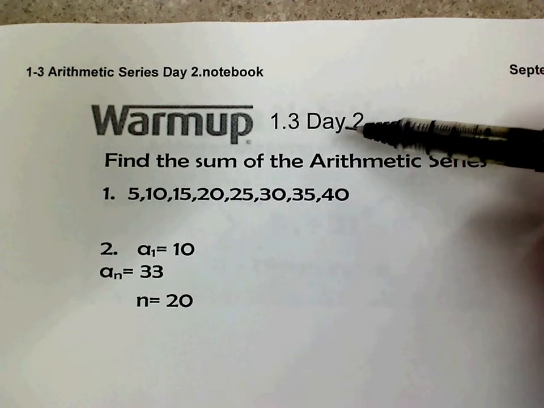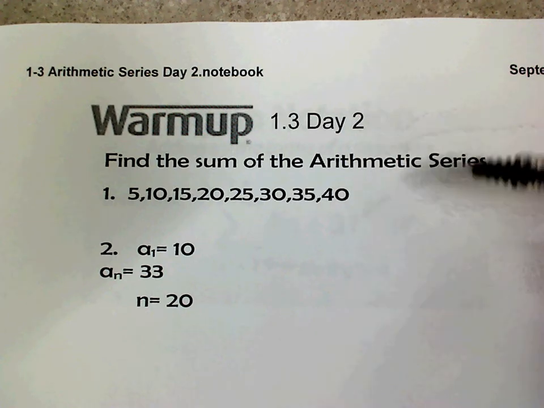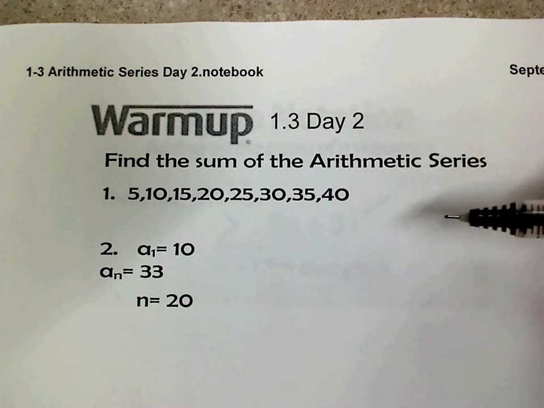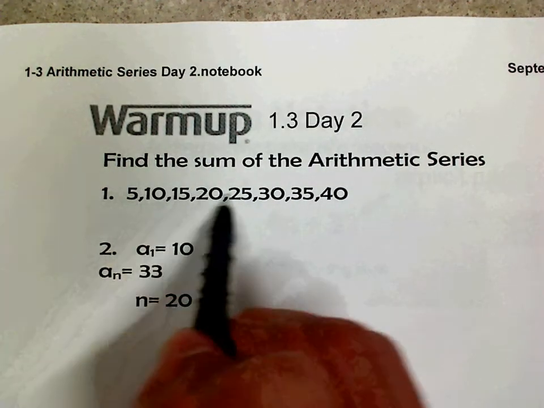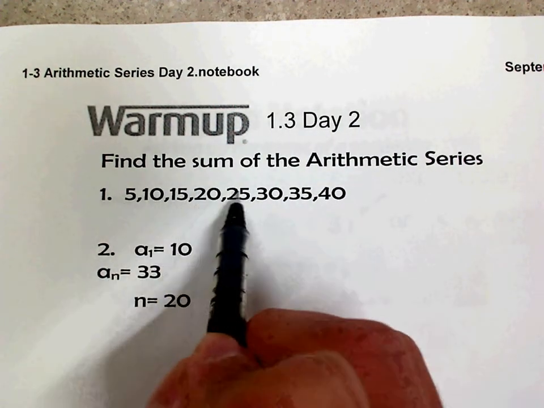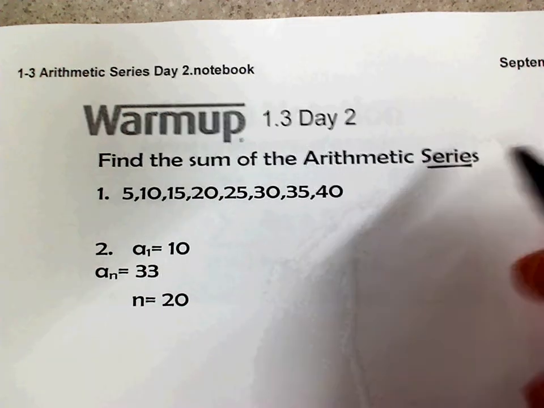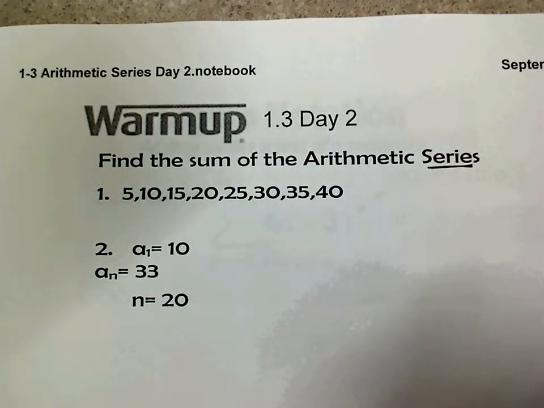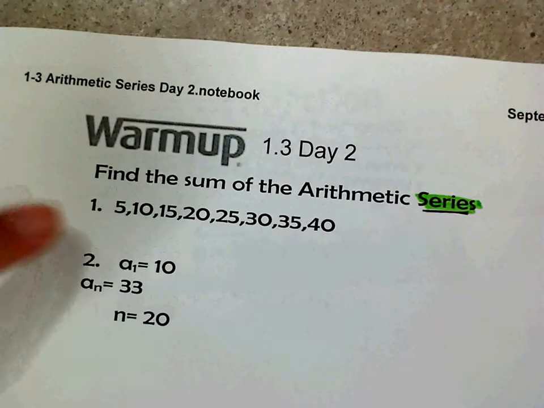We are covering 1.3 day 2. We're going to find the sum of the arithmetic series. So what we did yesterday, I want you to think about what we did. If you notice, we have all these numbers: 1, 2, 3, 4, 5, 6, 7, 8. It's an arithmetic series. Series means it has a beginning and an end. So I started at 5 and I end at 40.